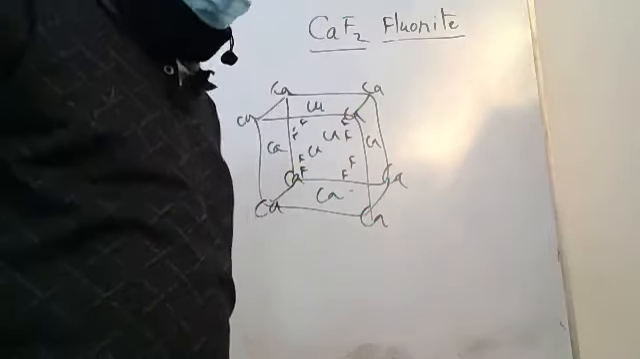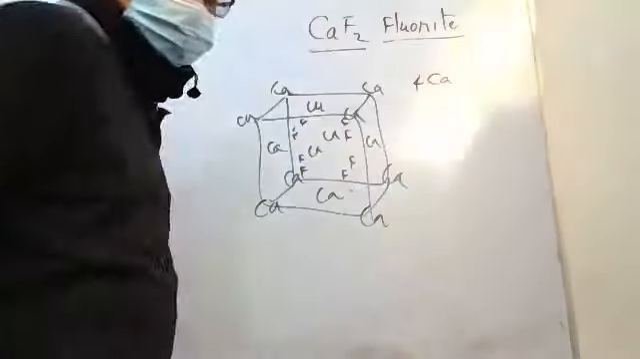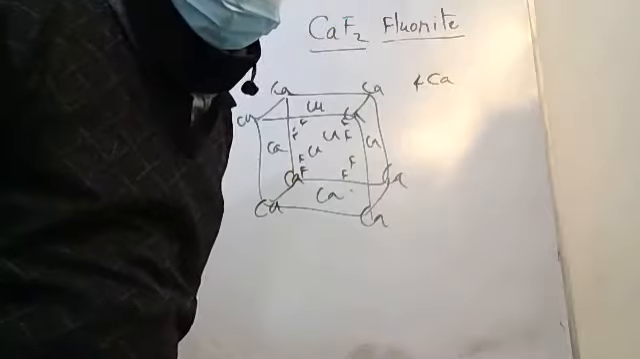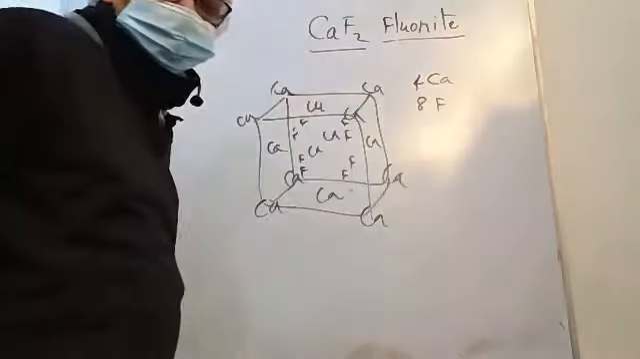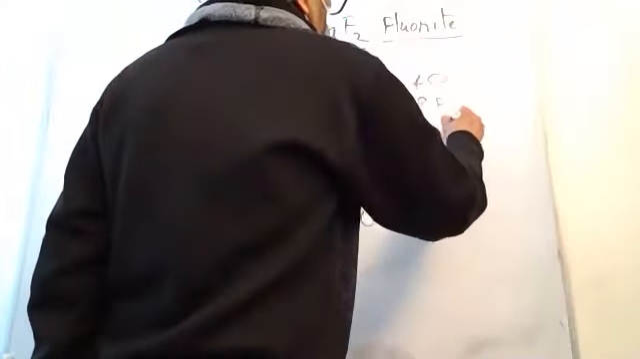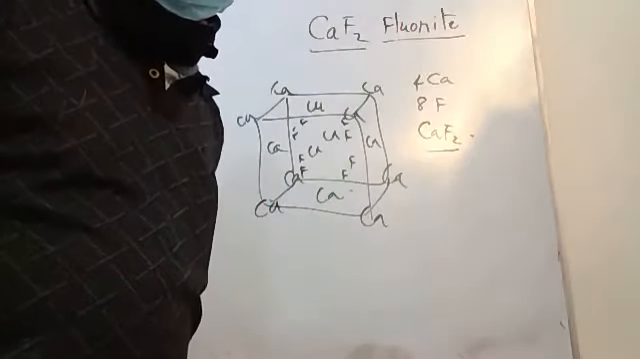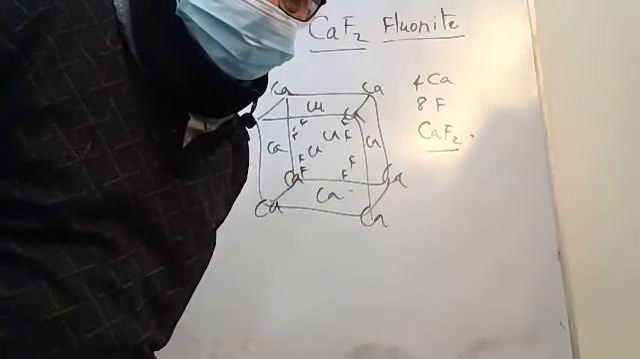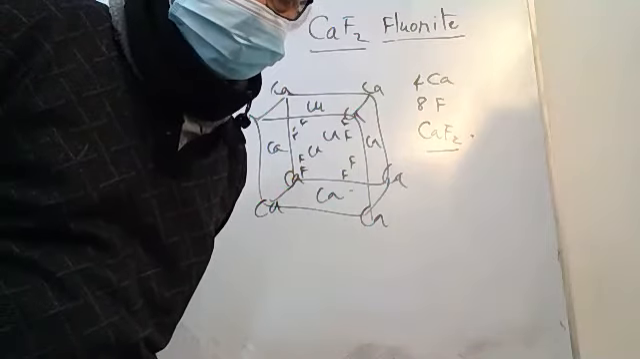Even if you look at the stoichiometry, right? Effectively, there are 4 calciums because it's a face-centered cube. Effective number of calciums is 4. And there are 8 fluorines. So if you look at the ratio of calcium to fluorine, 1:2, that is what this is, CaF2. Am I making sense here? Are you okay?